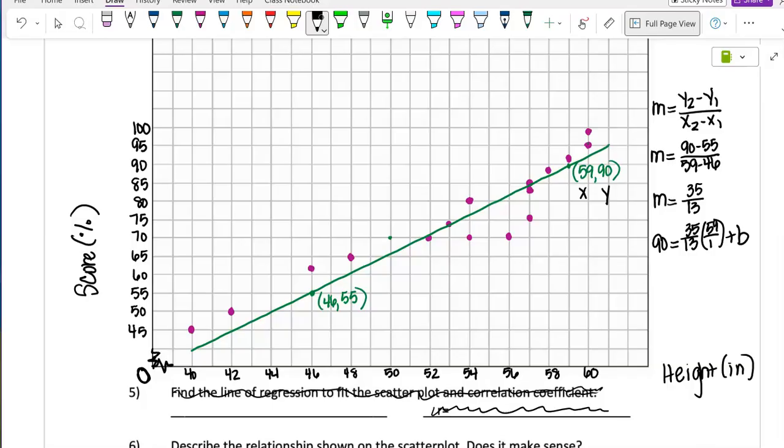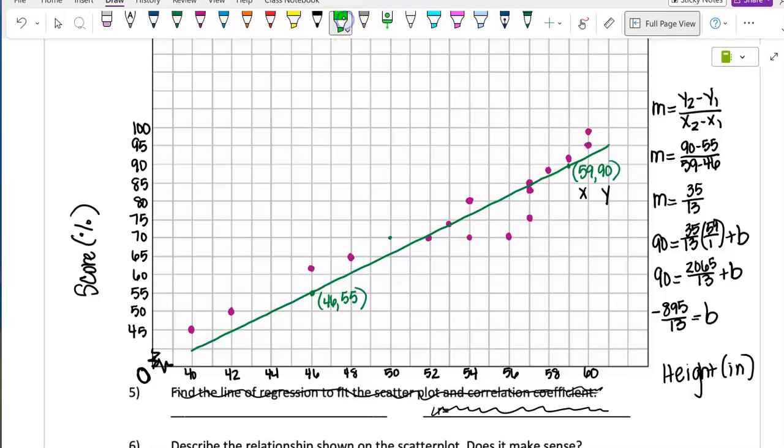Oh, this is really pretty. So we have 90 equals 2065 over 13 plus b. Then we have to subtract that, so we have to do 90 minus that. And that gives us a negative 895 over 13 equals b.